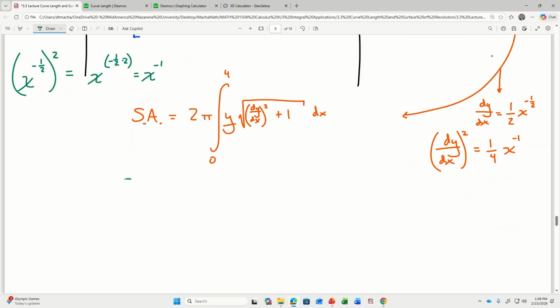So then we get surface area equals 2 times pi times integral of y is square root of x. Or another way to write that is y equals, we'll just say square root of x, times the square root of 1/4 x to the -1 power plus 1 dx.